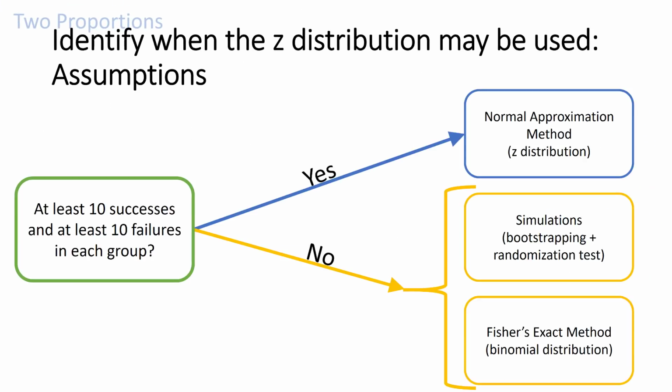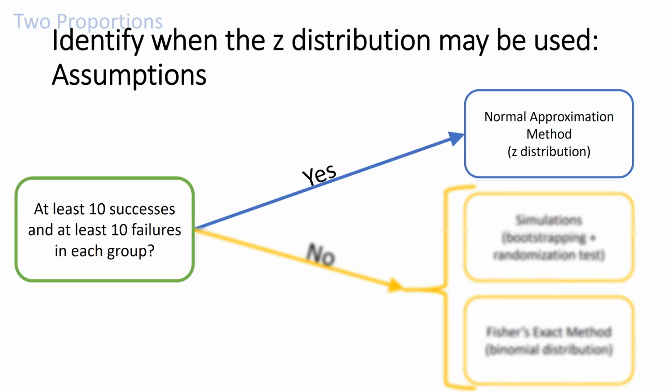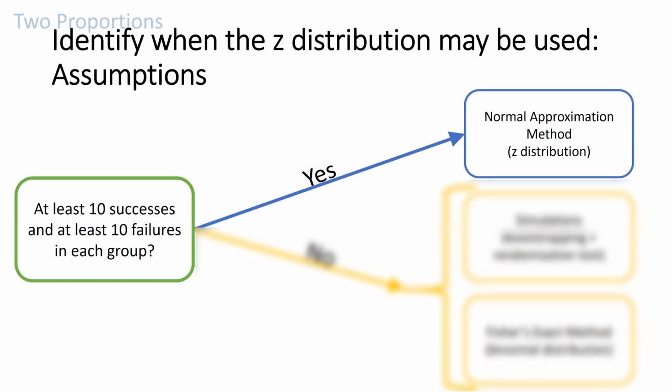Here's a flowchart that you can use. If the assumption is met and there are at least 10 successes and at least 10 failures in each group, then you use the z-distribution. Minitab Express will call this the normal approximation method. This is the procedure that we'll be focusing on this week.